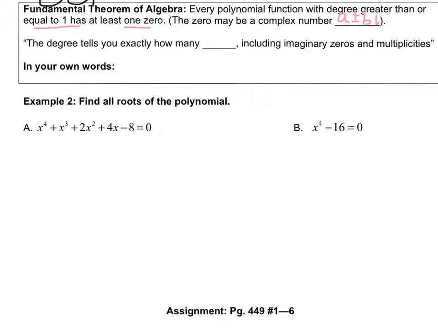But I have a simpler way of telling you what the fundamental theorem of algebra is. I say that the degree, the highest exponent, tells you exactly how many zeros you have, including imaginary zeros, which we haven't dealt with up until now. We've had all real zeros, but they could be imaginary, and you might also have multiplicities. The point is, they all need to add up to whatever your highest degree is. So take a second and see if you can find an easier way to explain it than what I said. Basically, if your degree is 7, you need to have 7 zeros, whether they're imaginary or real or whatever.